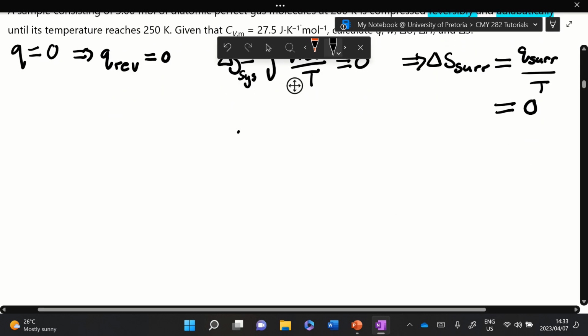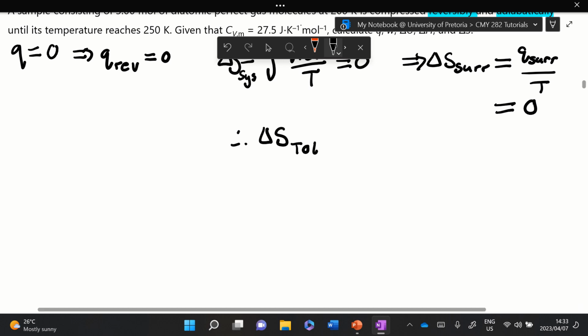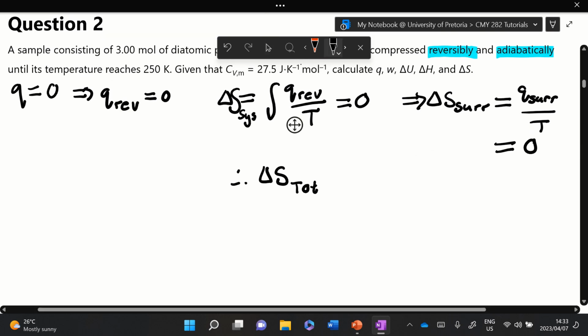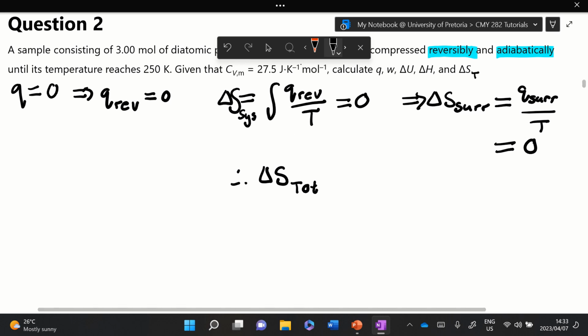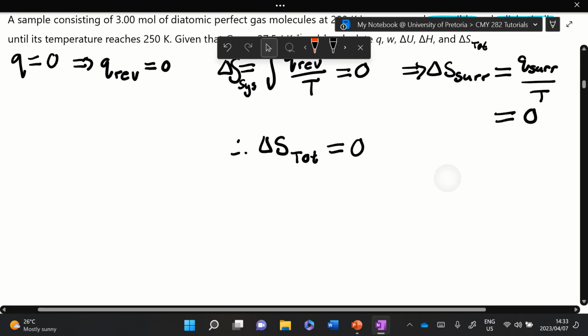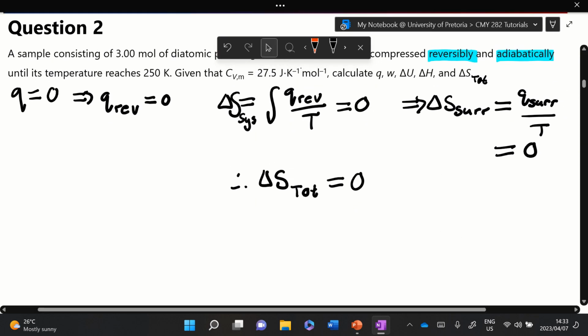So what does that mean for our total entropy? Because that's what the question is about, total entropy. It's not really stated here, but if there's ever a question that just says delta S, then it means delta S total. It's the sum of those other two things. It means delta S total is also 0. So we have a bunch of things that are just 0 in the end.